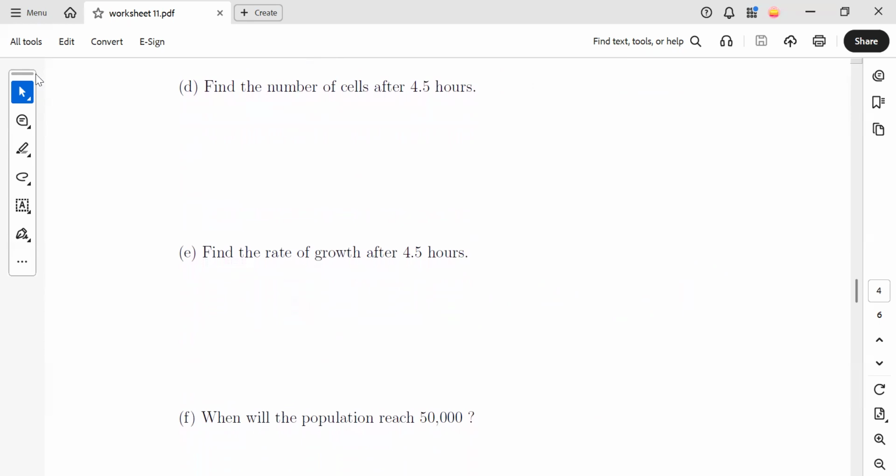Number of cells after 4.5 hours means find y of 4.5, which, using the expression, is 50 times 2 to the power 3 over 2, or 1.5, times 4.5. Now again, using a calculator, it will be 5382 bacteria.